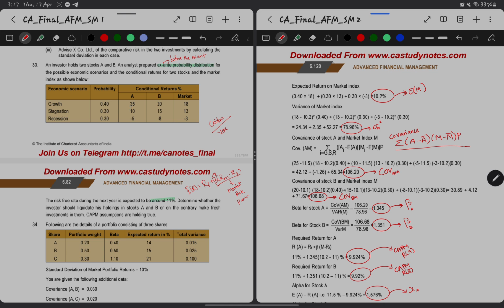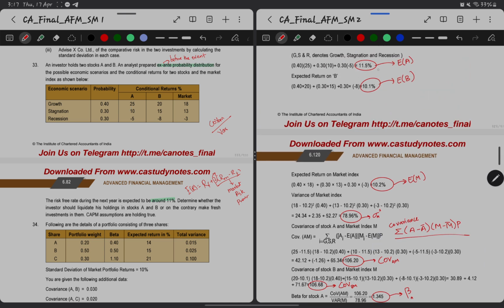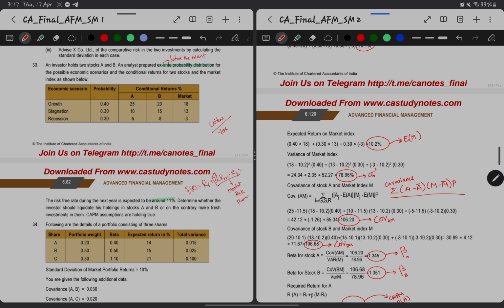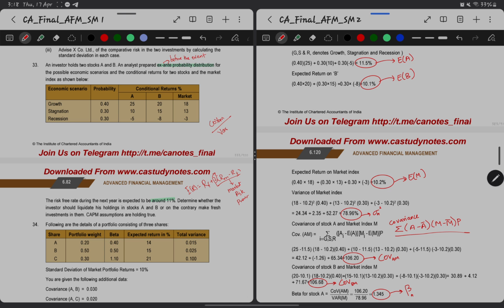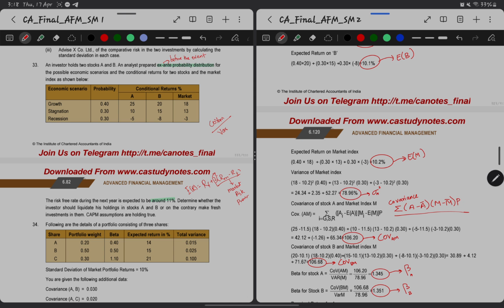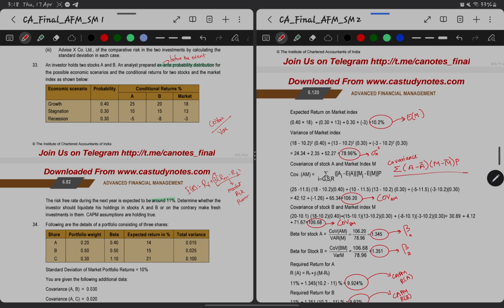So 25 minus 11.5, which is the expected return of A, 10 minus 11.5, and then 5 minus 11.5, multiplied by 18 minus, for market return it is 10.2. So 18 minus 10.2, 13 minus 10.2, 3 minus 10.2, then multiplying whatever we got, right, multiplied with the probability will give us the covariance. So summation of all the possibilities as shown here for covariance A and M.